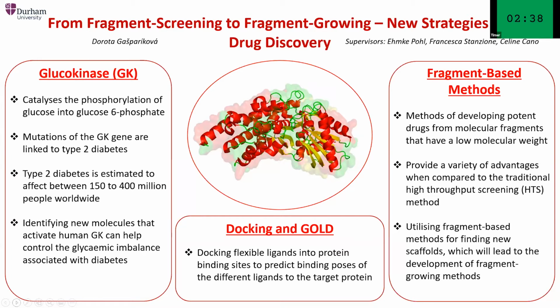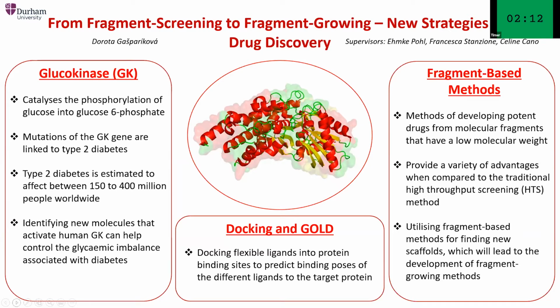So the reason why we're focusing on glucokinase is because it is a very interesting enzyme that catalyzes the phosphorylation of glucose to glucose 6-phosphate, and therefore plays an essential role as a glucose sensor in the pancreas and in the liver. Additionally, in the liver, glucokinase is involved in glycogen synthesis because it aids the conversion of glucose into glycogen, reducing the glucose concentration levels in the blood.